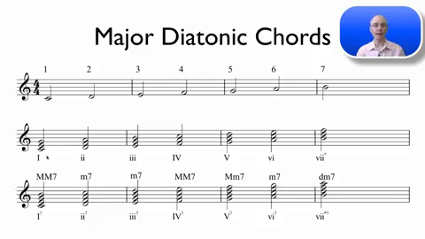Let's take a look at, in a major key, what kinds of triads we get. On the first scale degree, fourth scale degree, fifth scale degree, we get major chords. Then we get minor chords on the second, third, and sixth. And then we get a diminished triad. We get a minor third followed by a minor third. Note that a minor triad has a minor third on the bottom and a major third on top.